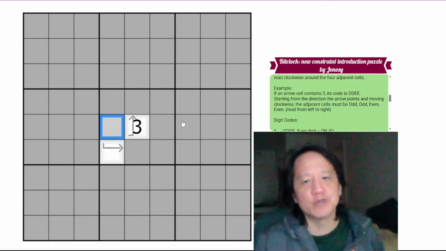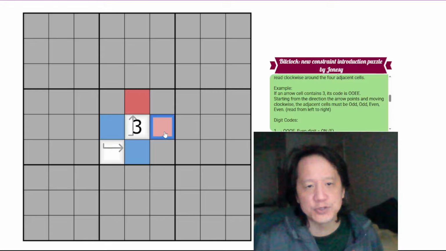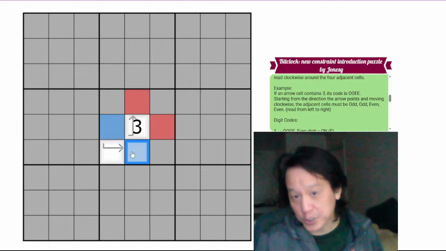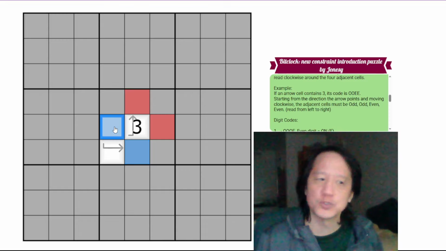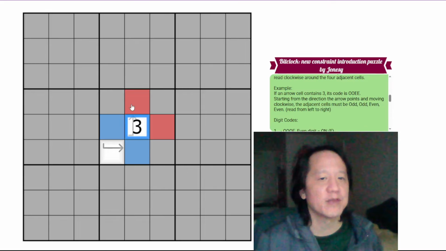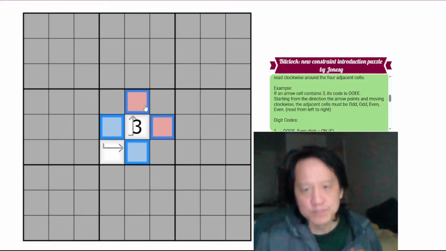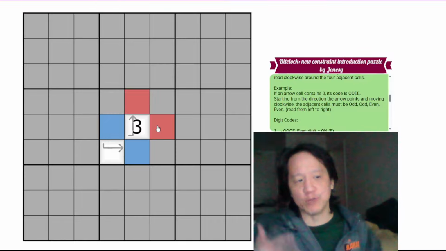So starting from the direction the arrow points and moving clockwise, the adjacent cells must be odd, odd, even, even. Read from left to right, right? So this is turned off, so that's 0 times 8. This is turned off, it's 0 times 4. This is turned on, so this is 1 times 2. And then this is turned on, so it's 1 times 1. And then obviously 1 times 2, which is 2, plus 1 is 3. That's why you have that representation, right? And every digit can be represented that way in binary, right?